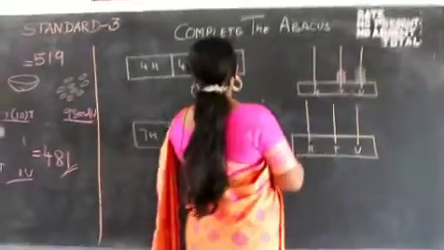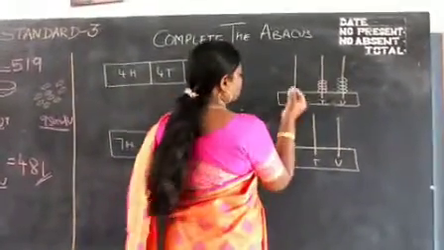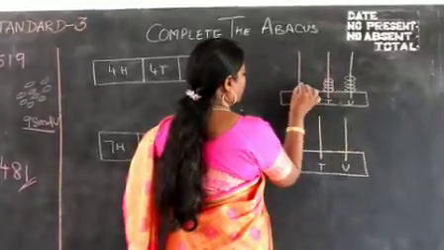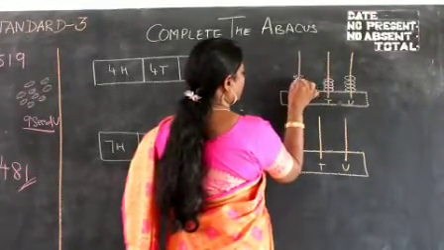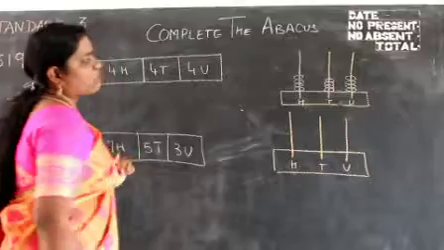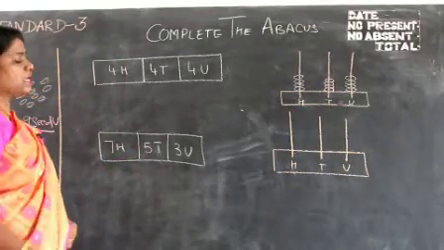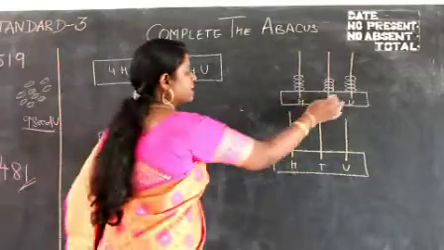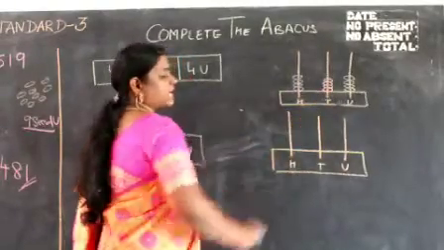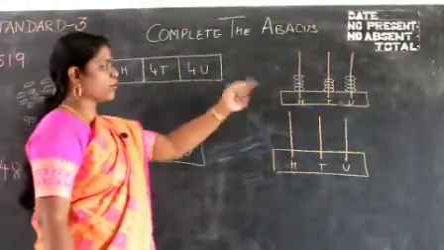Now the third one, in the 100th position also you have 4. So how many are you going to draw? You're going to draw 4. 1, 2, 3, 4. In each of your positions you have only 4 beads. It's equal here, here and here. So all the 3 have 4 beads. This is how you're going to draw your abacus.